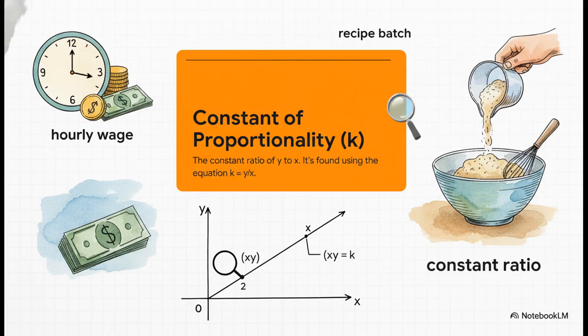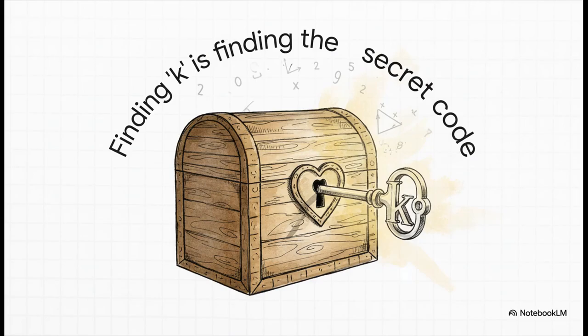For that job we mentioned, k is just your hourly wage. For the cookie recipe, k is how many cups of flour you need for one batch. It's always the constant ratio of y divided by x. I actually love thinking about it this way. k is like the secret code for the relationship. If you can figure out what k is, you've basically cracked the code for that whole situation. Once you know it, you can predict any y for any x. It's the key that just unlocks everything.